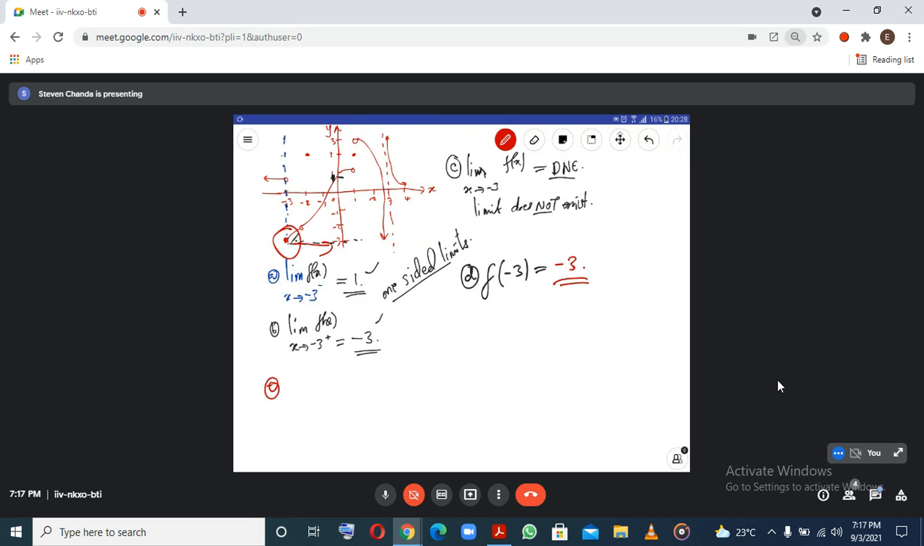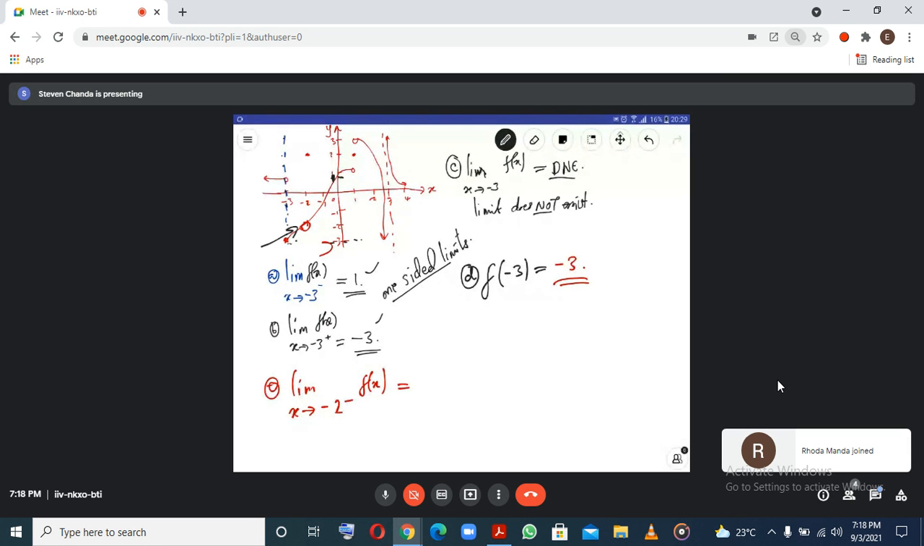Then E, limit. We want to find the limit as x approaches negative 2 from the left, because of the minus sign I've put on top of the function. So you go to minus 2, where the unshaded part has to be. Coming from the left, you ask yourself, what value am I getting as I approach negative 2 from the left? You see that it's going to be negative 2 on the y-axis.